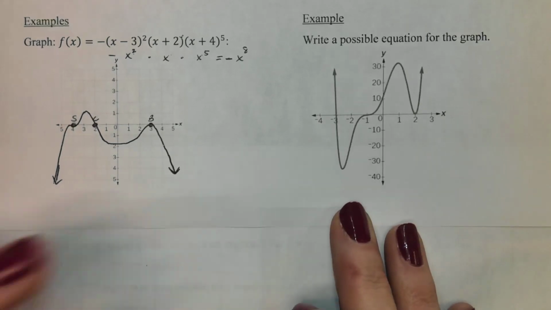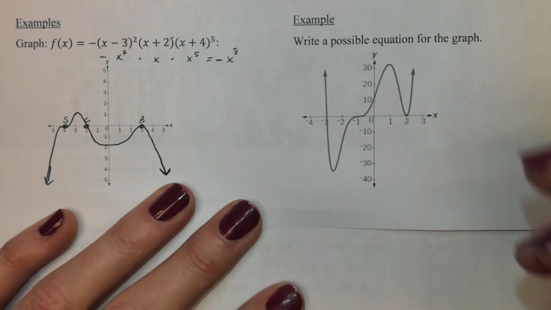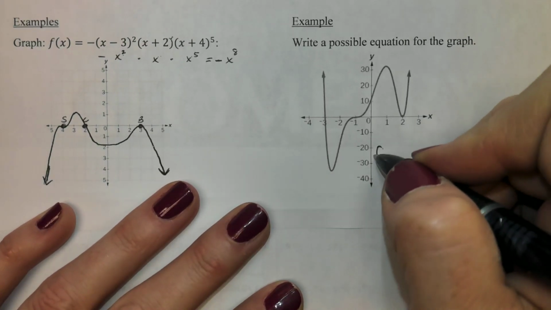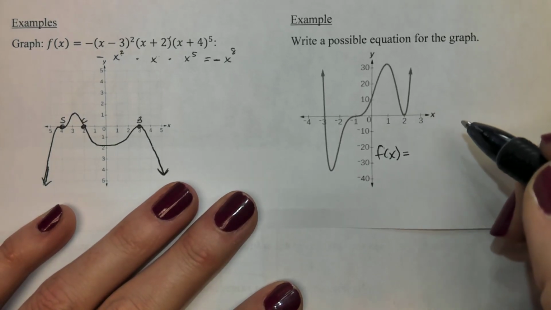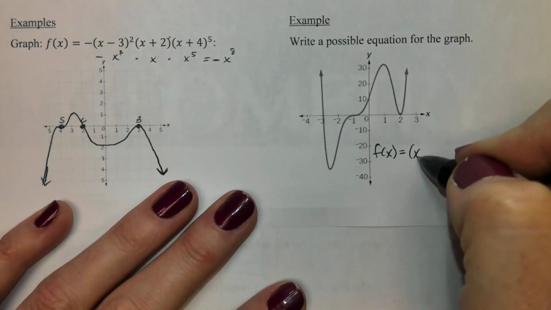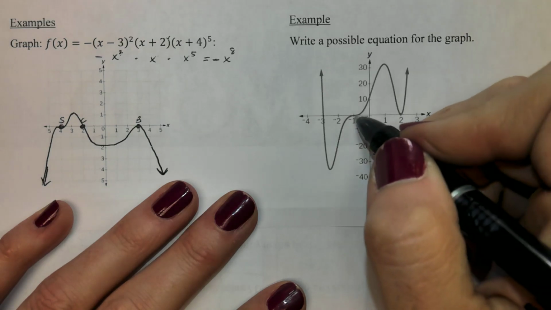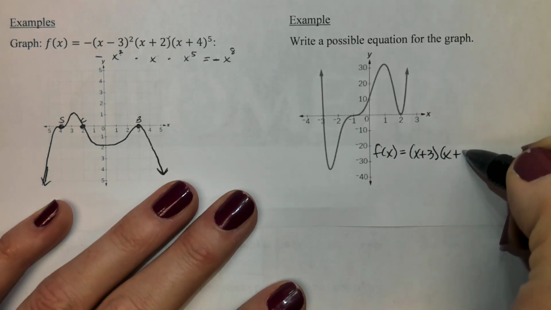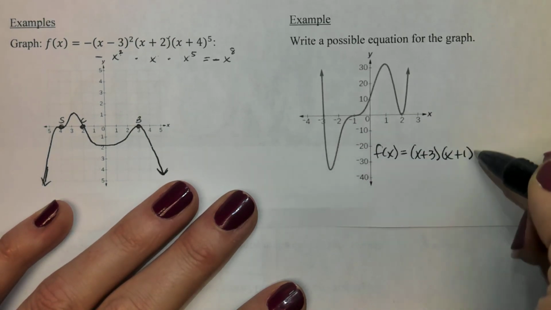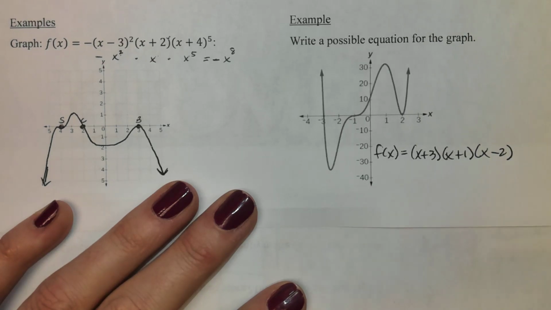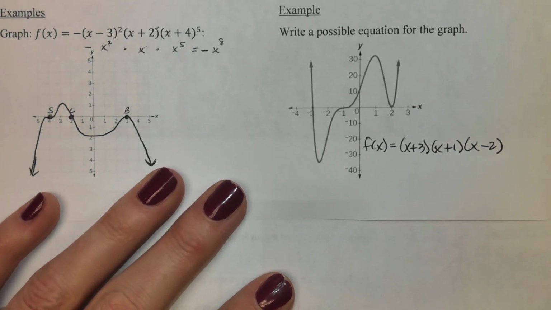Last one, we're going to write a possible equation for this graph. So I'm going to start off by doing an f of x. My first 0 happens at -3, so that means it's a +3. Next I've got -1, so that's a +1. And lastly I've got +2, which will go in as -2. Now we need to look at our multiplicity.